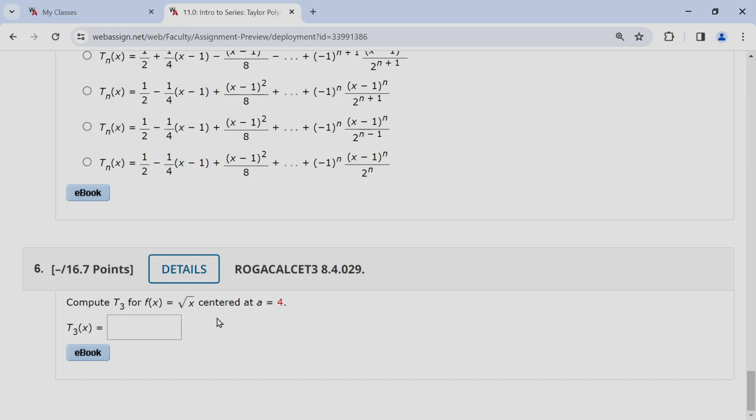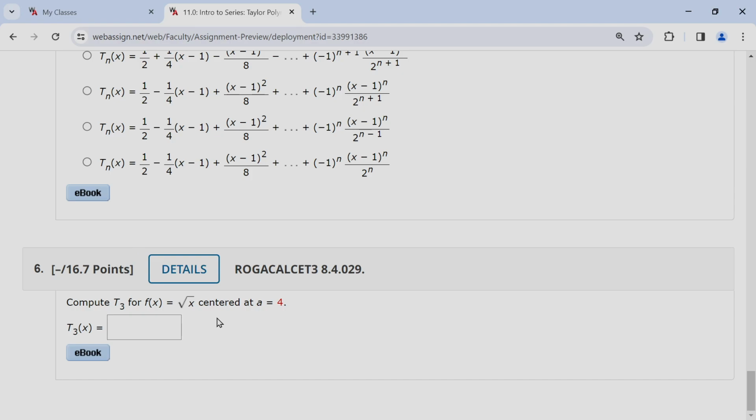You get coefficients. The 0th coefficient is by itself. The first coefficient goes in front of x minus 4, because we're centered at 4. The second degree coefficient goes in front of x minus 4 squared, and, well, you only have one more coefficient. The degree 3 coefficient goes in front of x minus 4 cubed, and that is that.